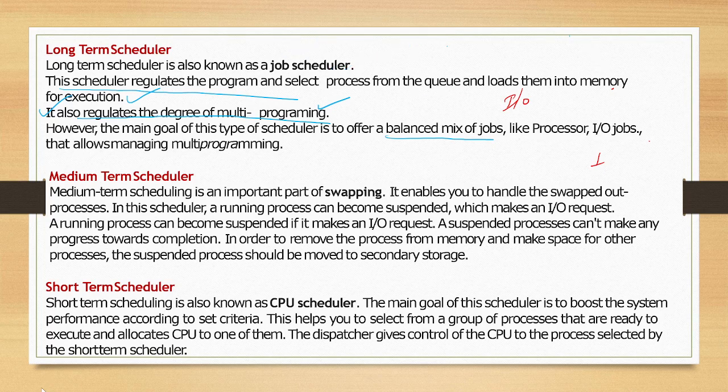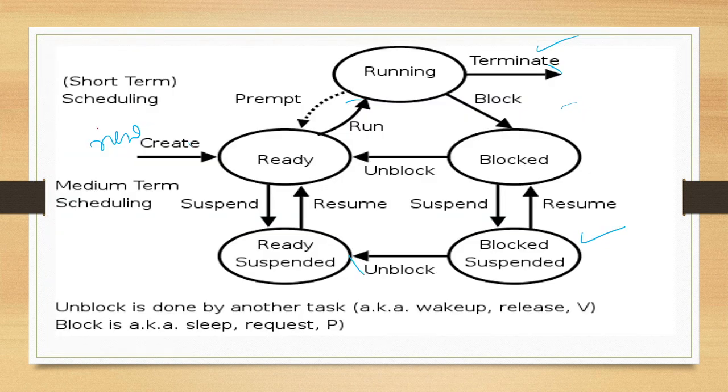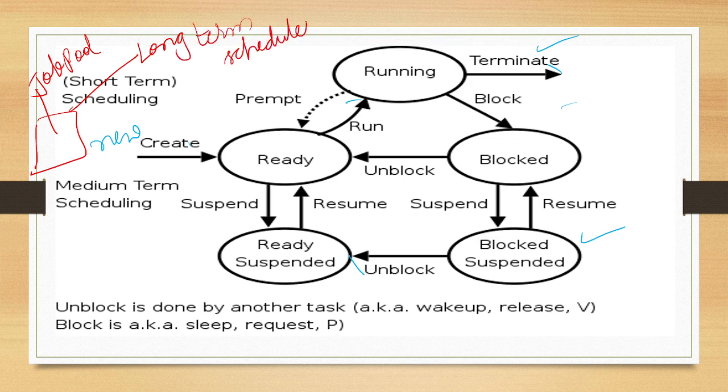Okay, next one is the medium-term scheduler. What is this medium-term scheduler? From this diagram, you can see there is a job pool. From this job pool, the long-term scheduler is selecting the jobs P1, P2, P3, P4, P5, like these jobs are there. It is selecting the jobs and it is keeping P1, it is IO bound.